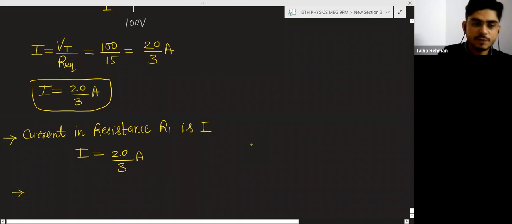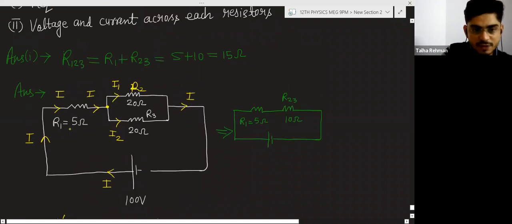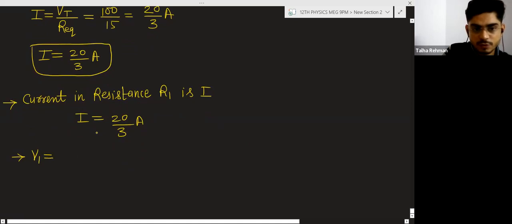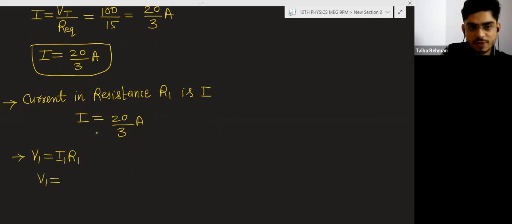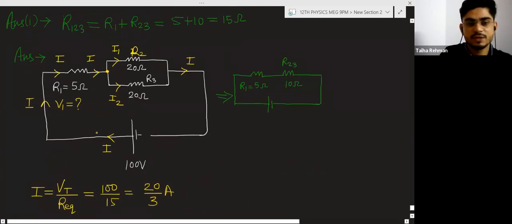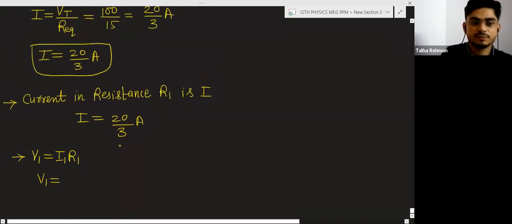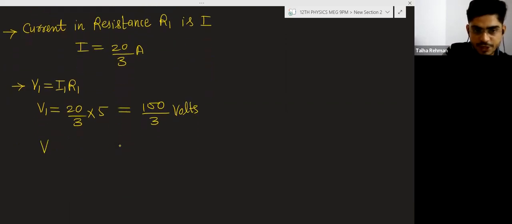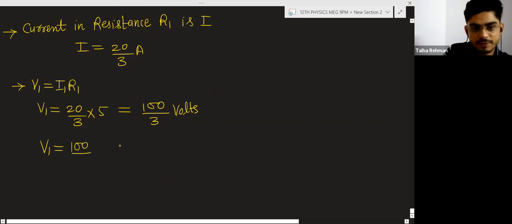Now, if you want to calculate the voltage across R1, that is V1, you have a formula: V1 is equal to I1 into R1. I1 means current through this resistor is 20 by 3, and resistance value is 5 ohm. So this will become 100 by 3 volt. So potential difference across the resistance 1 is 100 by 3 volts. Now see.